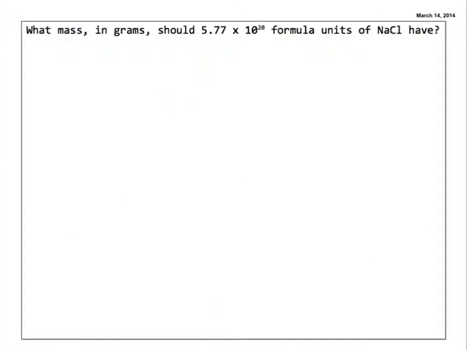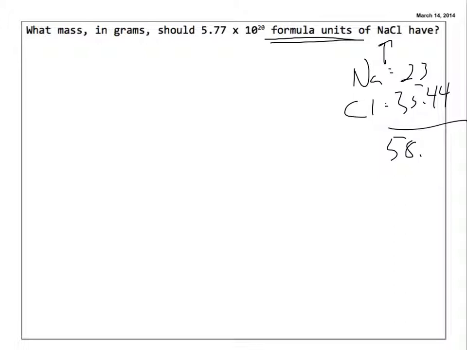If I had 5.77 times 10 to the 20th formula units, which is equivalent to molecules, but we don't say molecule for ionic compounds like salt. We call them formula units, but it doesn't make any difference in terms of how you do the problem. So the molar mass of NaCl: sodium is 23 grams, chlorine is 35.44 grams. So the total is 58.44 grams for sodium chloride.